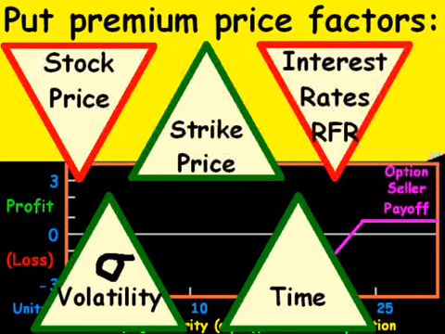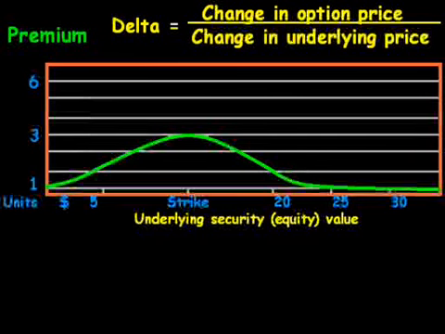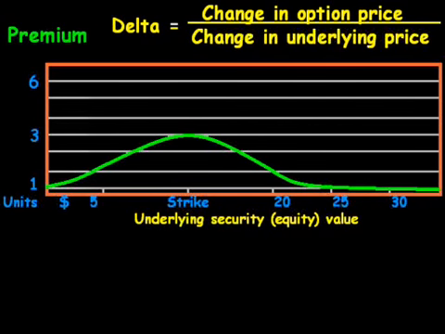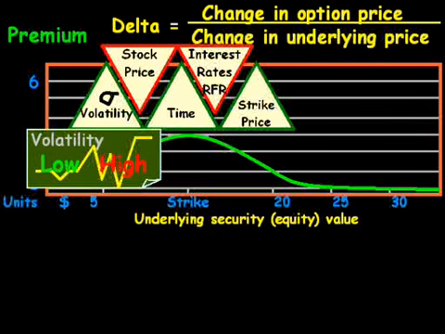And that brings us to our last factor, which is time. The longer the time on an option, the higher the put premium is going to be, and the closer a put premium gets to expiration, the lower it's going to be. We are going to take another look at how the premium is affected when it gets around the strike price.